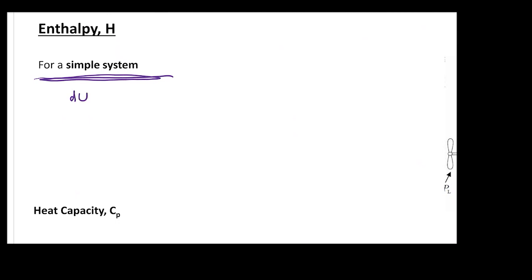So far, the only thing we learn is actually this. And then for a simple system, you know, from this step to this step. Okay, so if you go from here to here, you have constant pressure. Then how can you actually rewrite this?